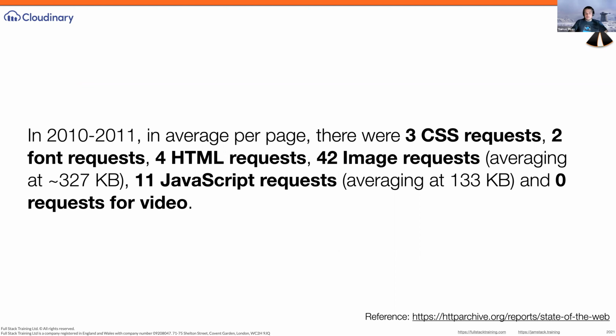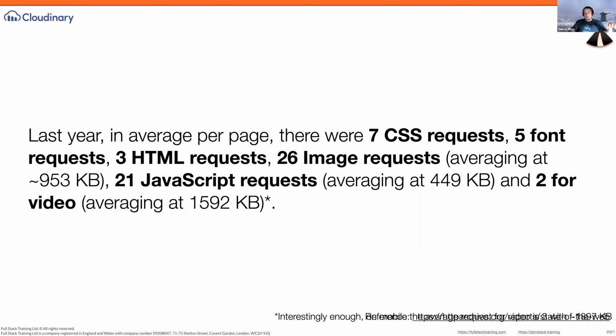Now, changing back to last year, 2020: more CSS requests, more font requests, fewer HTML requests, maybe because of the popularity of single page applications. Fewer image requests as well, but those images, instead of 40-something, we now have 26, average nearly a megabyte, right? That's a lot of additional resources that we now download. Also JavaScript: we now request twice the amount, and it's 450 kilobytes. And now we also request videos, and those average around 1,500 kilobytes or so.